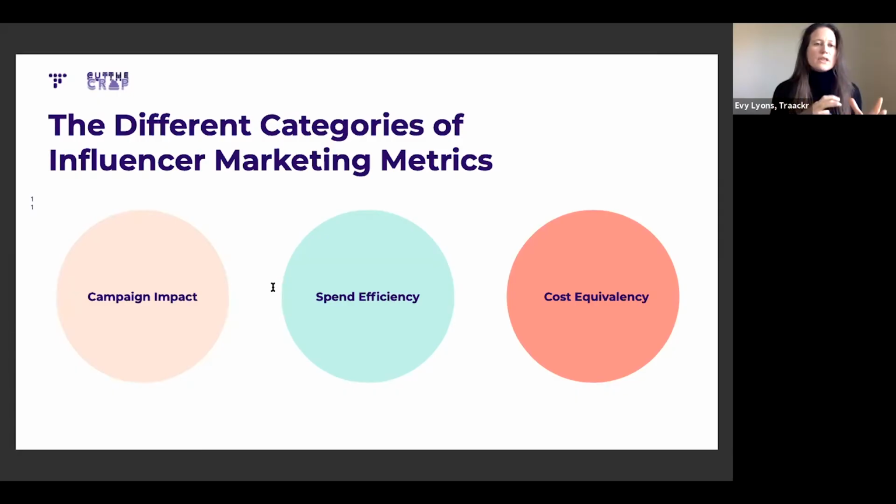That will kind of narrow you in on which metric you should be using at any given time. I think that relying on one metric as your end-all-be-all is not ever a good idea in any form of marketing, really. And so these are the three buckets that we see. We see campaign impact metrics, we see spend efficiency metrics, and cost equivalency.